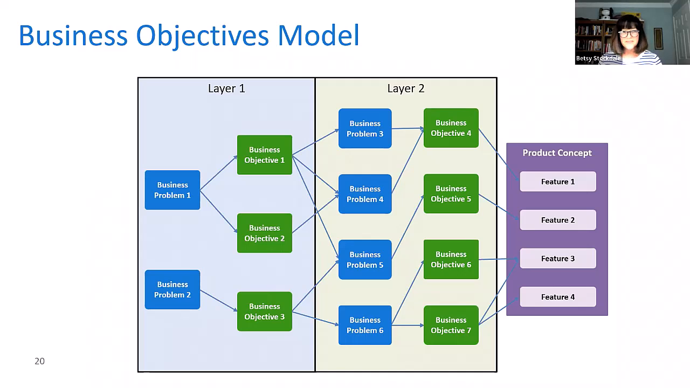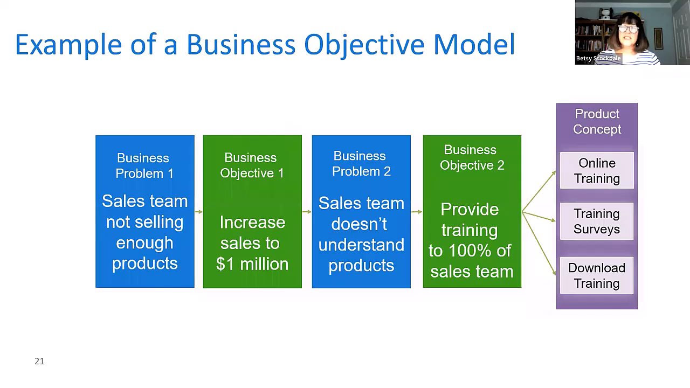So let's give you an example, all right? So here we go. We're going to talk about this learning management system. Our core problem is that their salespeople just aren't selling enough products, all right? And so we have an objective, which is to increase our sales to $1 million. And then normally we would probably put some time frame around that. So let's say by Q2 of the following year.